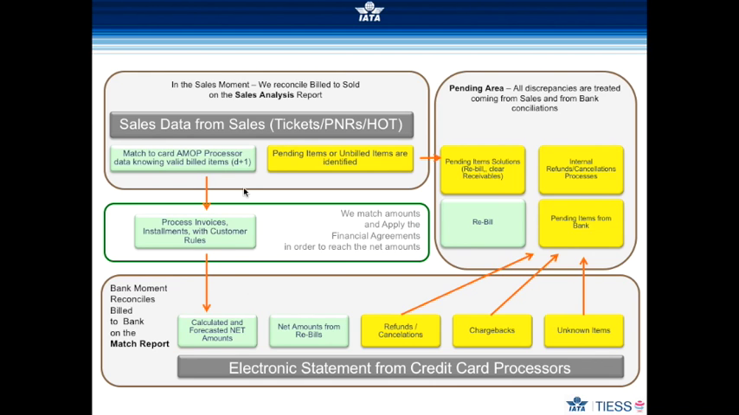At a secondary moment, we receive the actual electronic statements from the credit card processors, showing that they're settling for previous sales. The amounts we forecasted are then cleared at the bank moment. Also at the bank moment is where we see refunds, chargebacks, and unknown items. If these do occur, we feed them back into the pending area, which is an auxiliary ledger to help them control monies and any problems that occurred in the sales moment or in the bank moment. So let's jump a bit into the detail of these.